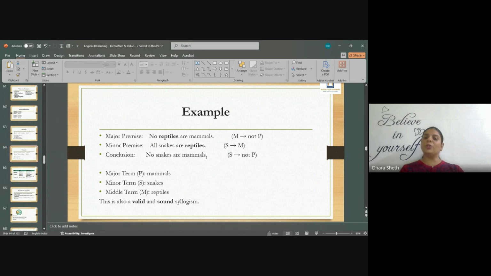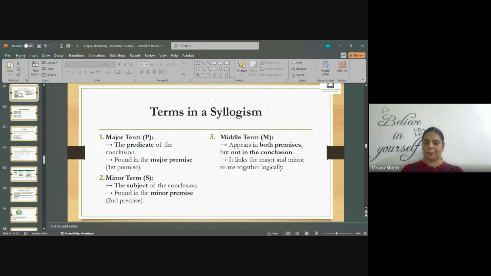What is the predicate of the conclusion is your major term. It could either come first or second in the major premise. That is not the point. The point is it is the predicate of the conclusion. In the conclusion, first you will have subject, which is your minor term, and the predicate, which is your major term.